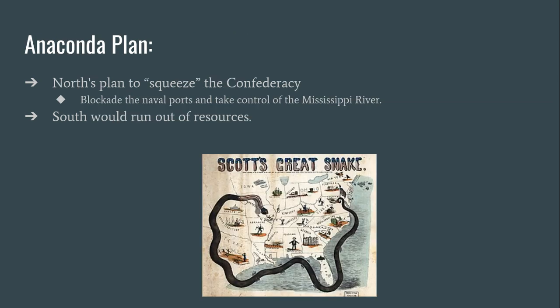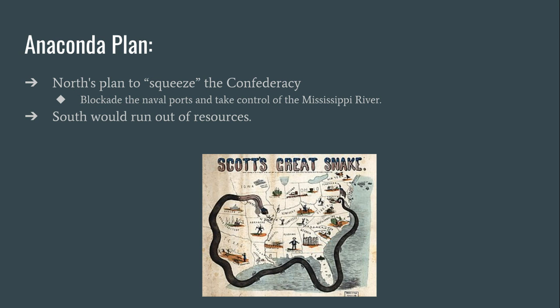So from here, both sides, the North and the South, believed the conflict would be short-lived. However, after the First Battle of Bull Run, when the Union failed to rout the Confederacy, it became clear that the war would not end quickly. We'll go into the Battle of Bull Run later, but basically from here, the Union developed the Anaconda Plan, which was used to squeeze the Confederacy.